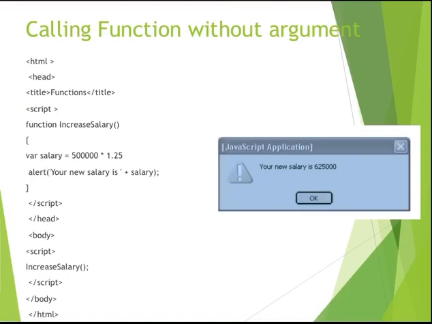Once you call the function from the body tag, the function will be called, and whatever alert is displayed, you will get it as output. So in the alert, you will get: your new salary is 6,25,000. The value of the salary variable will be displayed here. So this is a function without arguments. Here we are not passing any argument to the function. In the next slide, we'll see a function with arguments.